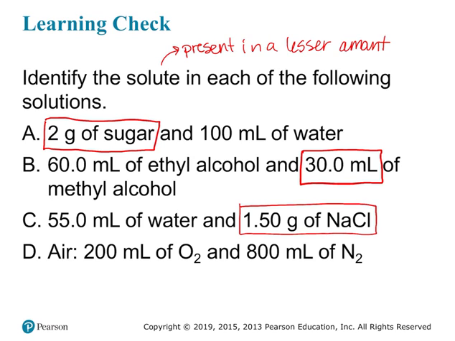Okay, now air is our last example. So if air consists of 200 milliliters of oxygen and 800 milliliters of nitrogen, which one is the solute? The 200 milliliters of oxygen. Great.